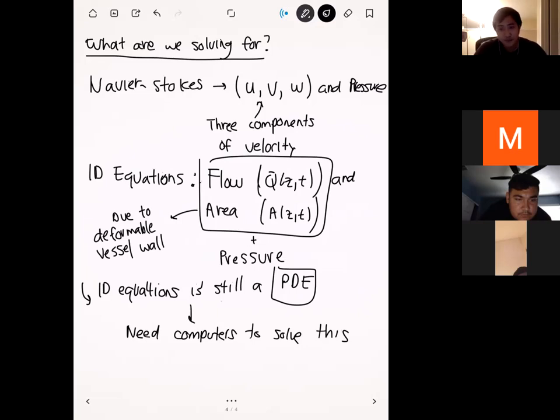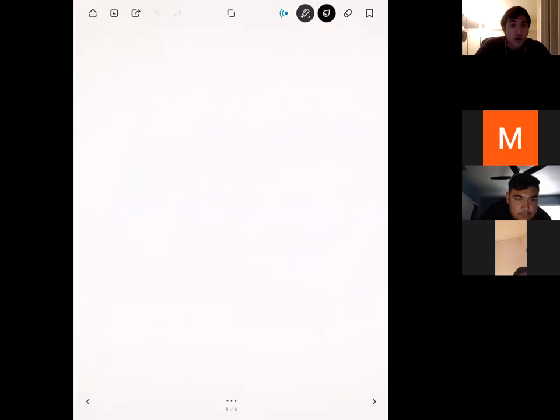Yeah, mm-hmm. And so you can actually apply the same methodology to do flow in any kind of flexible tube. So if you want to simulate flow in your garden hose, you can use these equations for that as well. Okay, so let's go ahead and start diving right into it. So now we're going to be deriving the 1D equations.